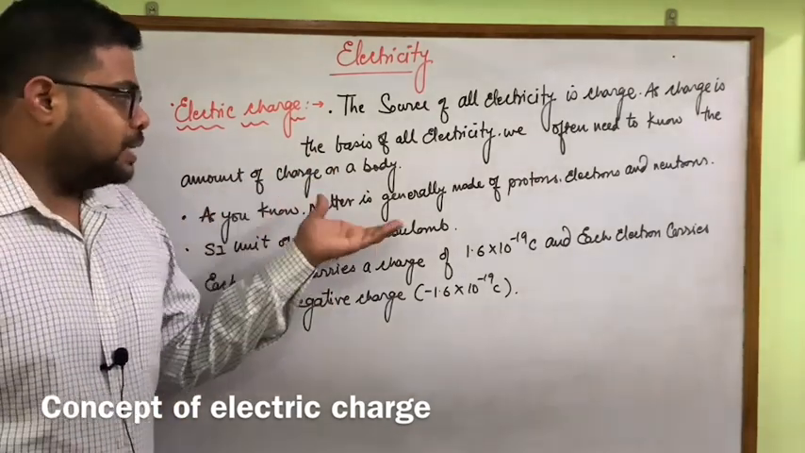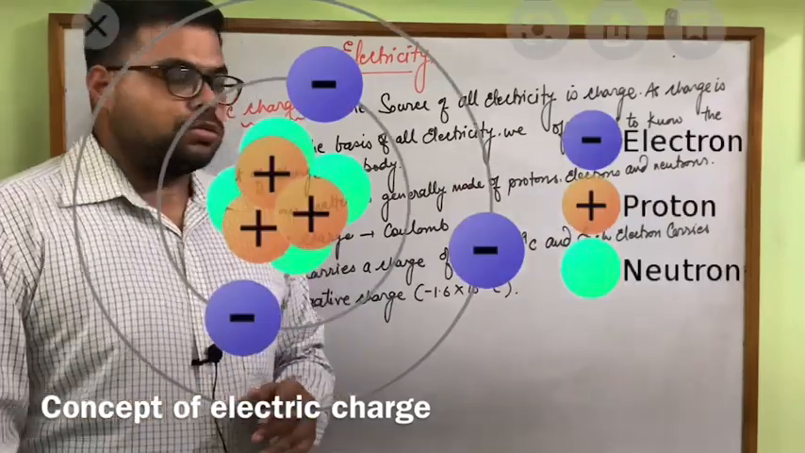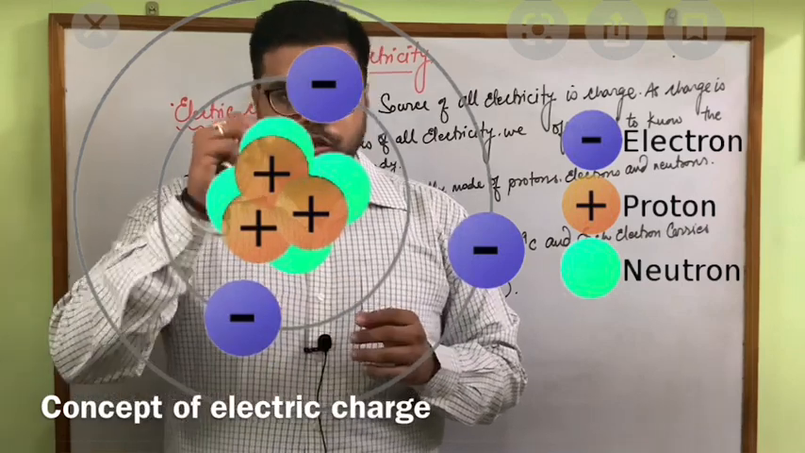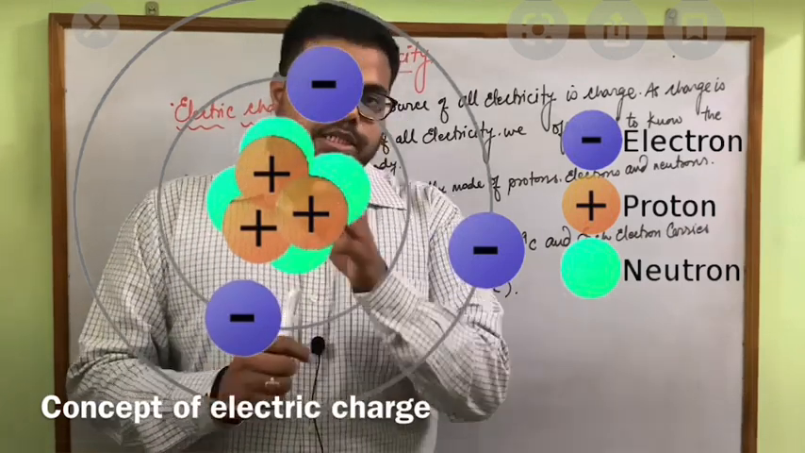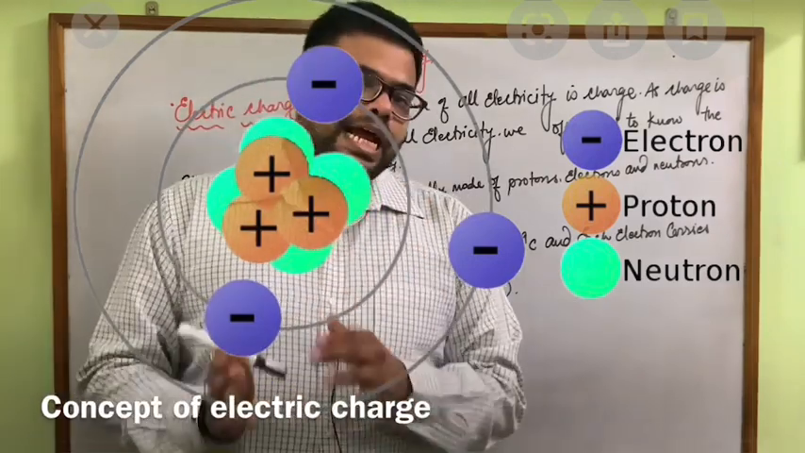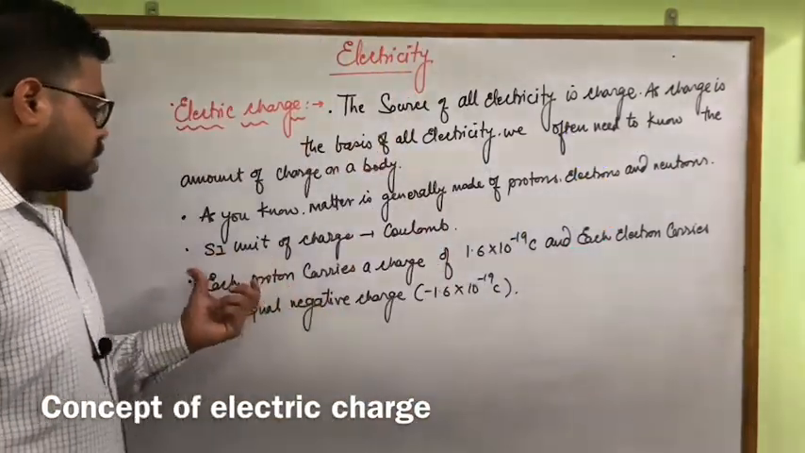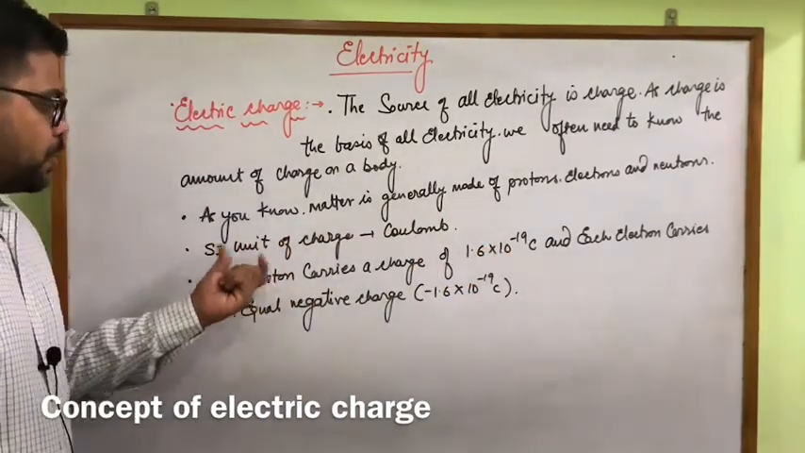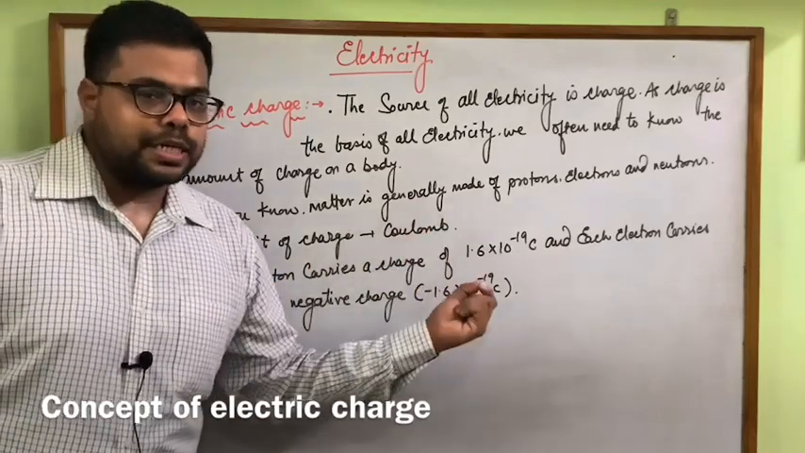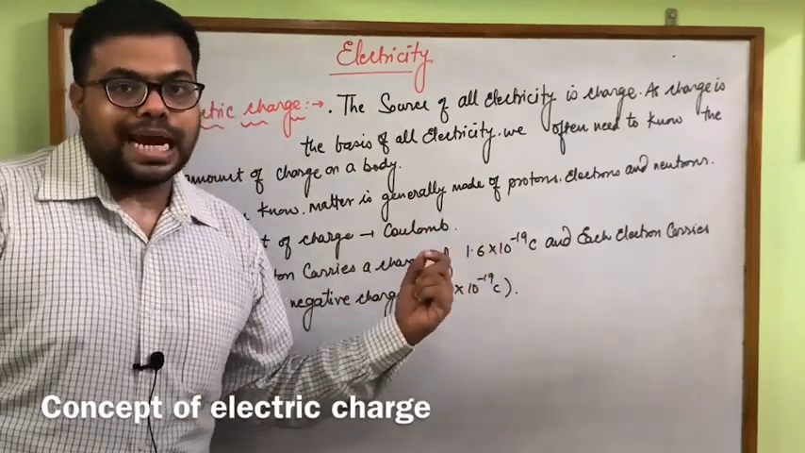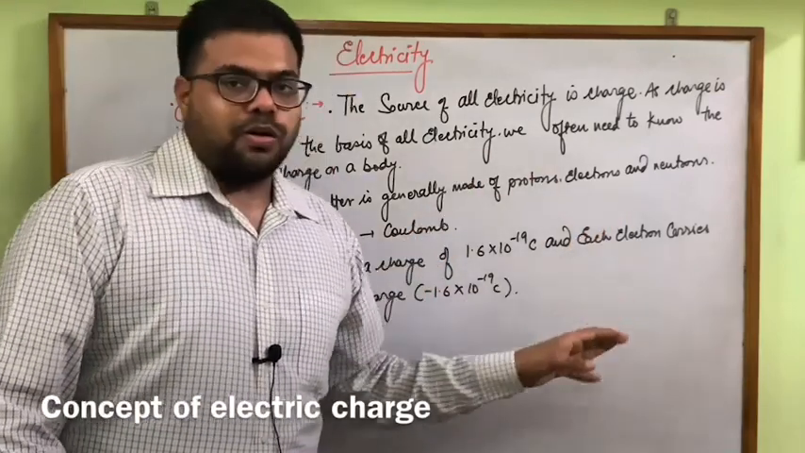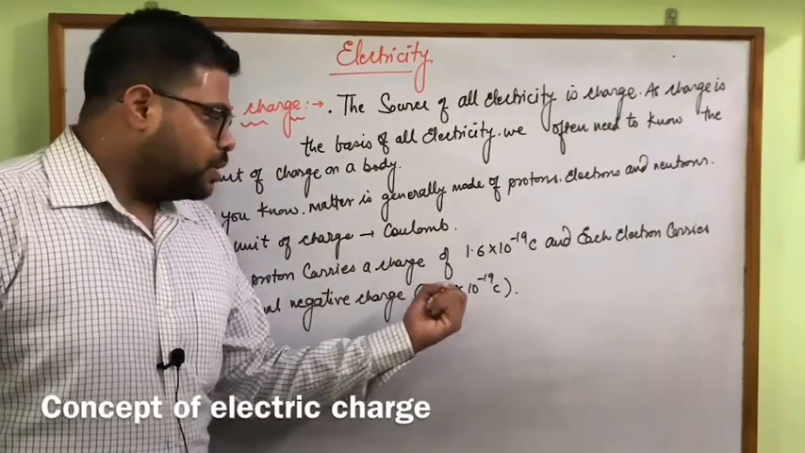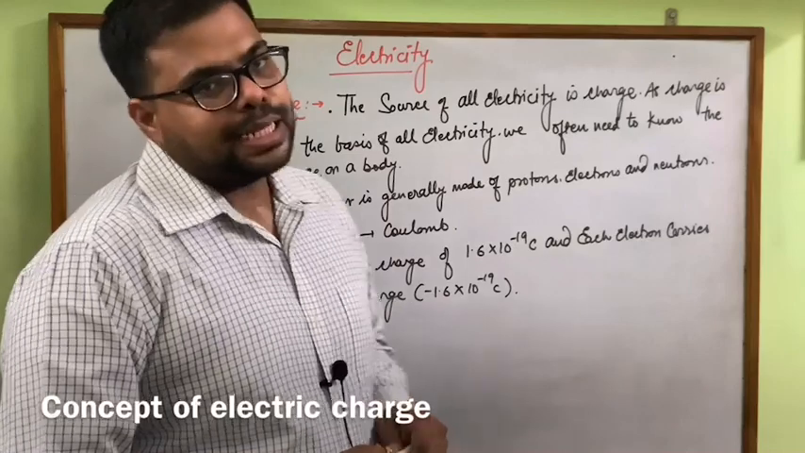As you know, matter is made of protons, electrons and neutrons. So inside a particular atom, the nucleus is positively charged, and outside the nucleus there is an electron, which is negatively charged. Now the SI unit of charge is Coulomb, named after a scientist. Each proton carries a charge of 1.6 times 10 raised to the power minus 19 Coulomb, and each electron carries an equal negative charge, which is minus 1.6 times 10 raised to the power minus 19 Coulomb.